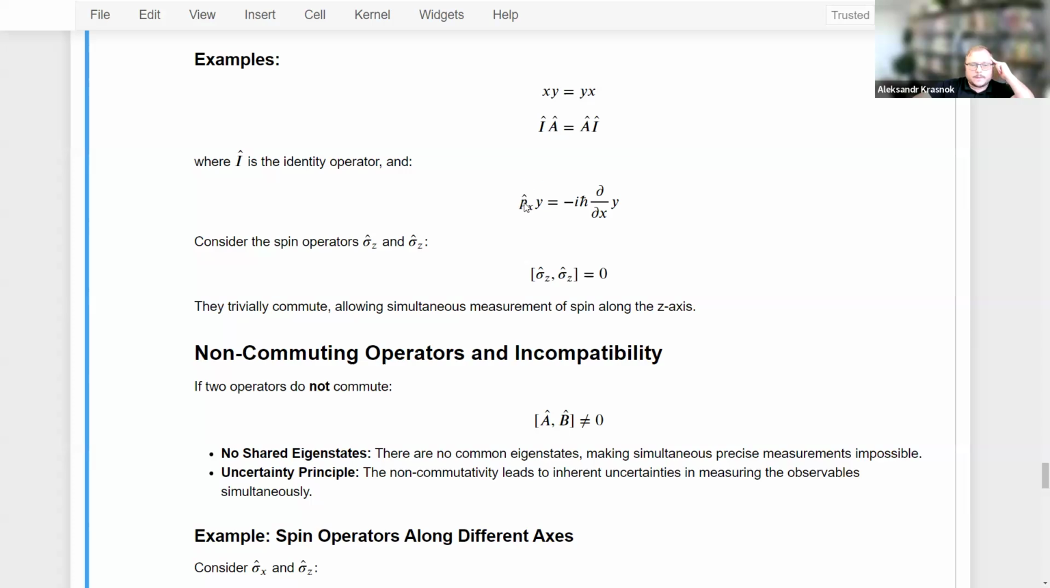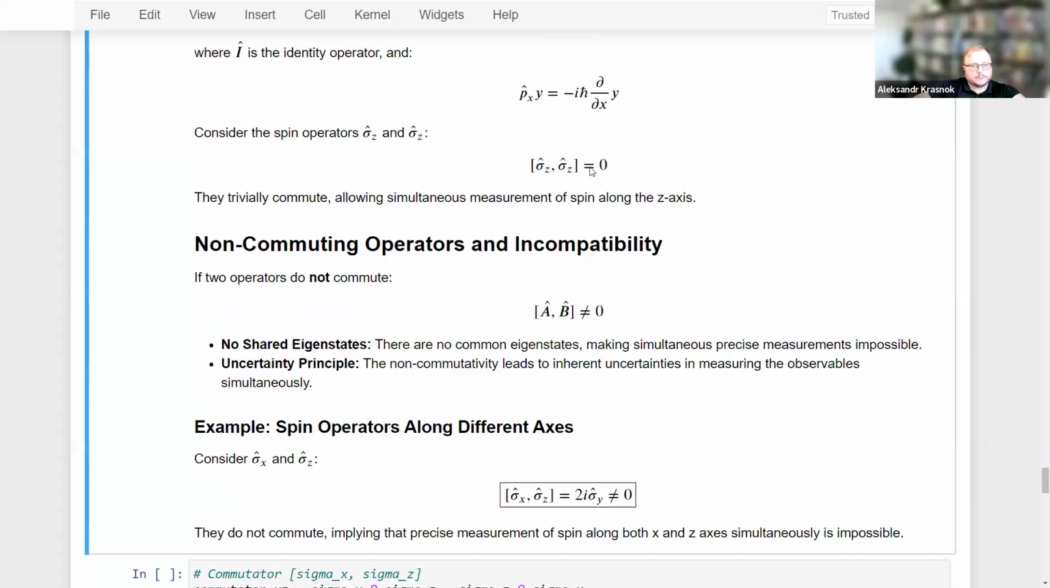even though the identity operator doesn't represent any observable. Also, the momentum operator and another coordinate commute, because the momentum operator is given by this x derivative, and it doesn't apply to y, so it doesn't change y. You can treat y as a constant and take it out from the derivative, right? So you can exchange their positions. And any operator commutes with itself, so this is trivial.